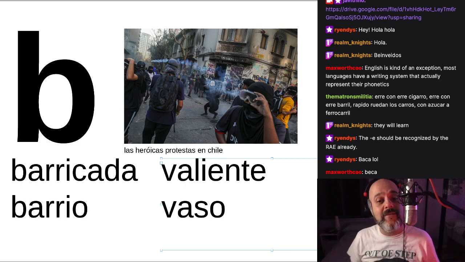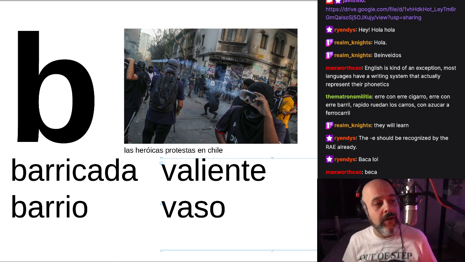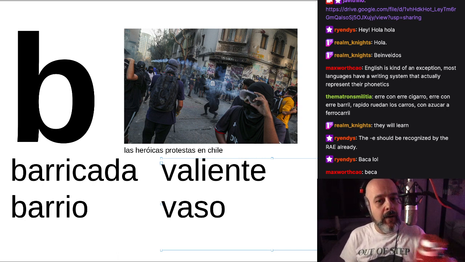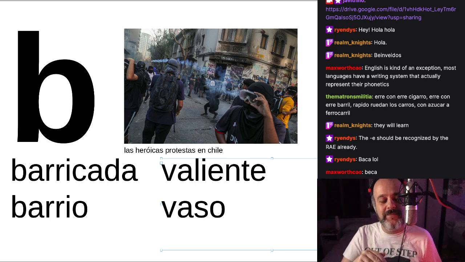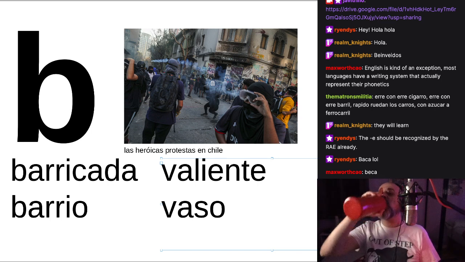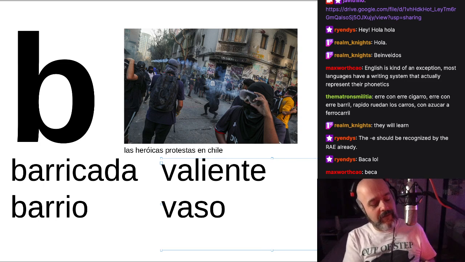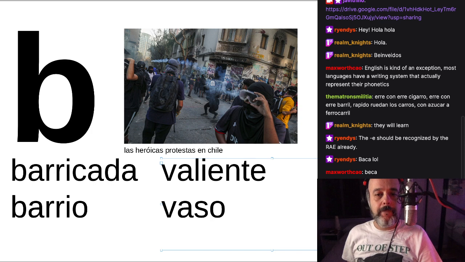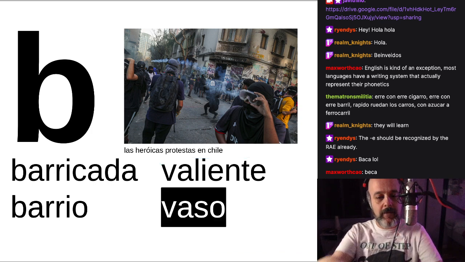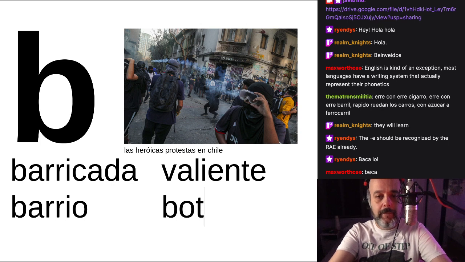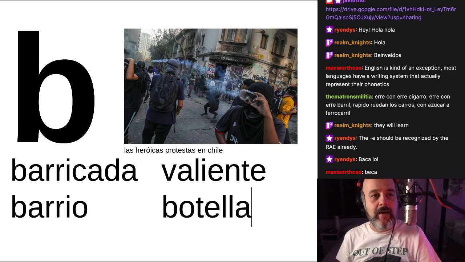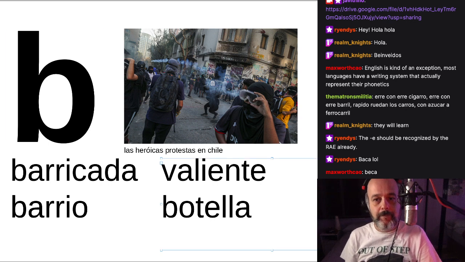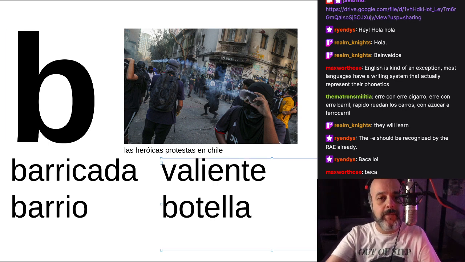So valiente means brave, and vaso means like a glass of water, which I don't have with me because I bring a botella, a bottle. Which is nice to take a little sip from every now and then. But instead of a vaso with a V, I have a botella, a bottle with a B. So that's how it goes with the letter B.